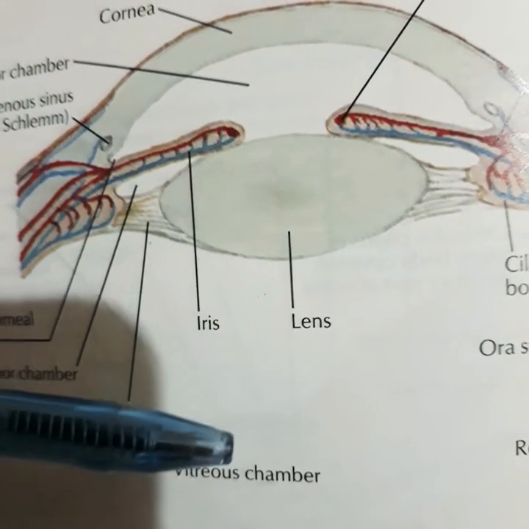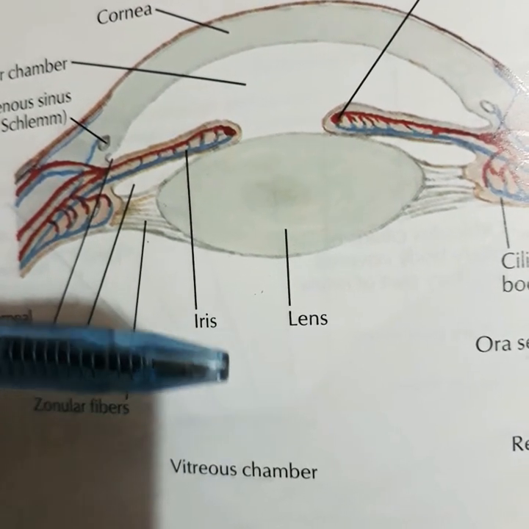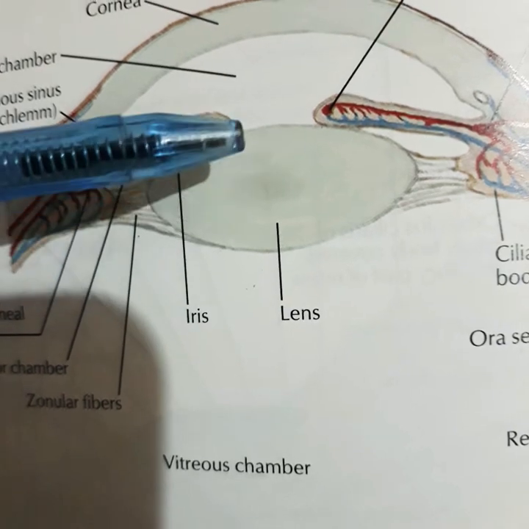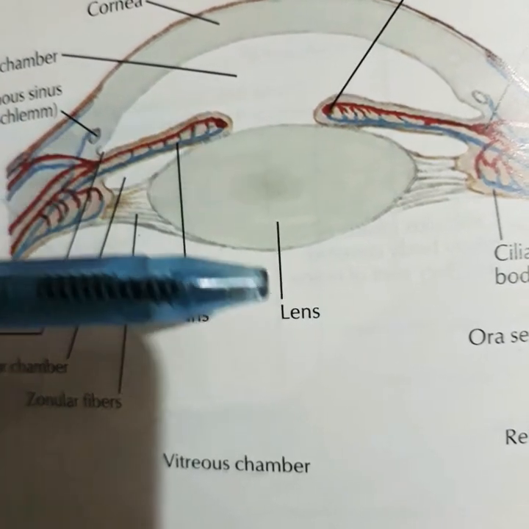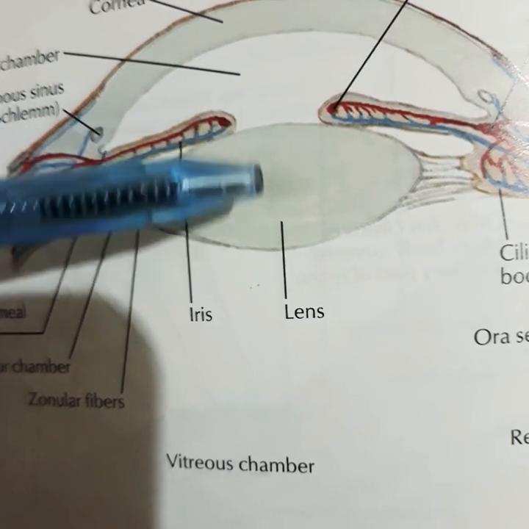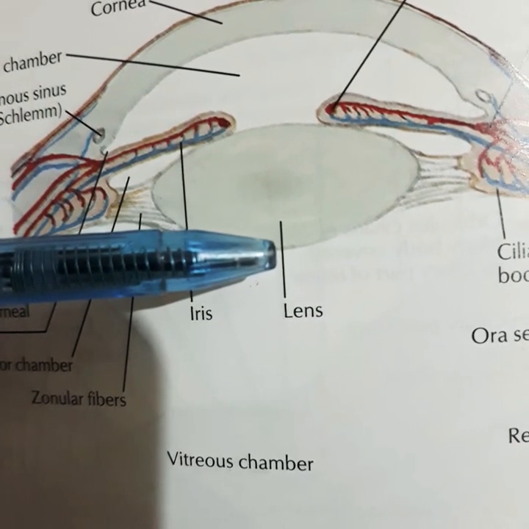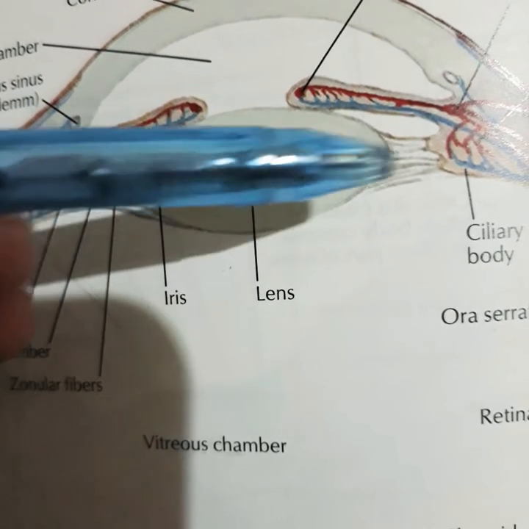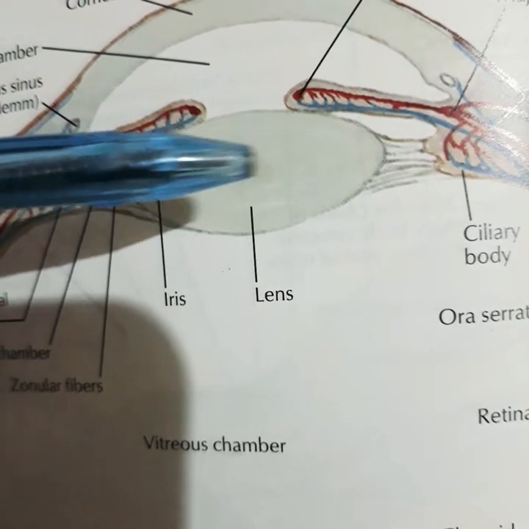That is iris and that one is vitreous. In between the iris and vitreous there is lens. That one is the posterior surface of lens, while that is the anterior surface of the lens, while that one is the posterior surface of the lens. That is the equator of lens, and that is the equator of the lens.